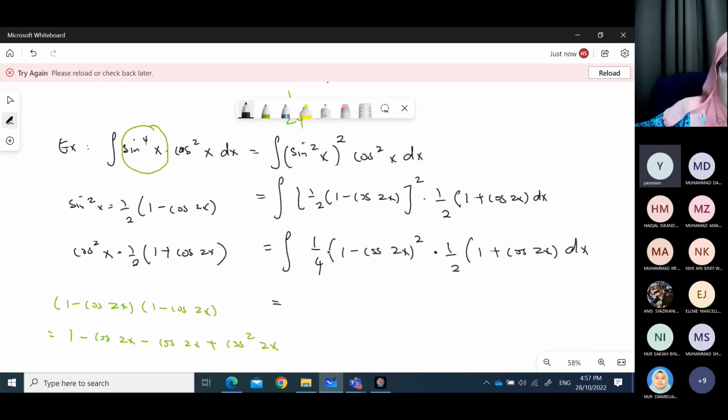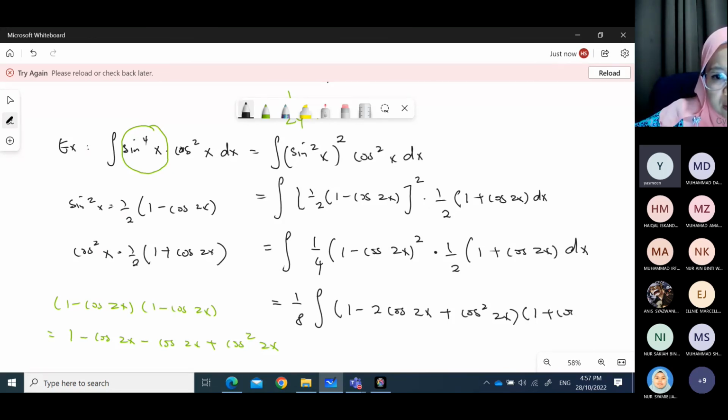So 1 over 4 times 1 over 2. Yang ni you boleh darabkan. So you akan dapat 1 over 8. So 1 over 8 is a constant. So you boleh letak kat luar lah. Okay, so inside here kuasa 2 kita dah kembangkan. Kita dapat 1 minus 2 cosine of 2x. And then plus cosine squared of 2x. So times 1 plus cosine of 2x dx.